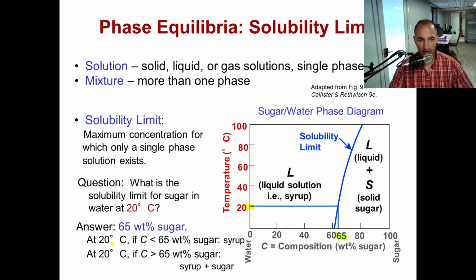And at 20 degrees C, if the composition falls below 65 weight percent, you're going to have a syrup. If you go above 65, you're going to have a syrup, plus you're going to have some solid sugar.